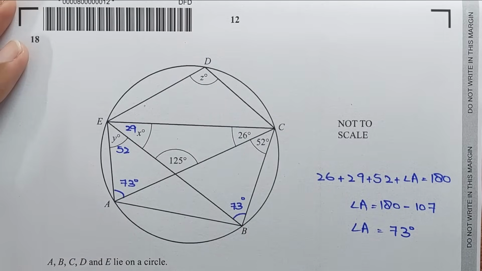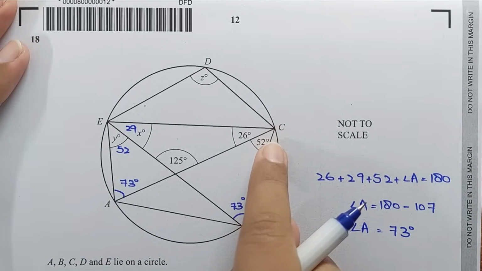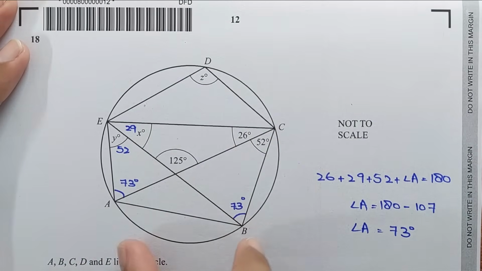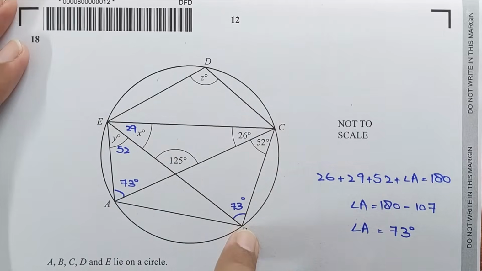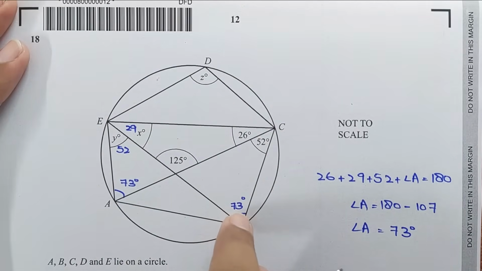And to get the value for Y, we have to use a concept that angles subtended by the same arc are equal. So this angle is subtended by the arc AB, and this angle is also subtended by the arc AB. Now to get the value of Z, we have to consider the cyclic quadrilateral, and we need to figure out what is that angle.